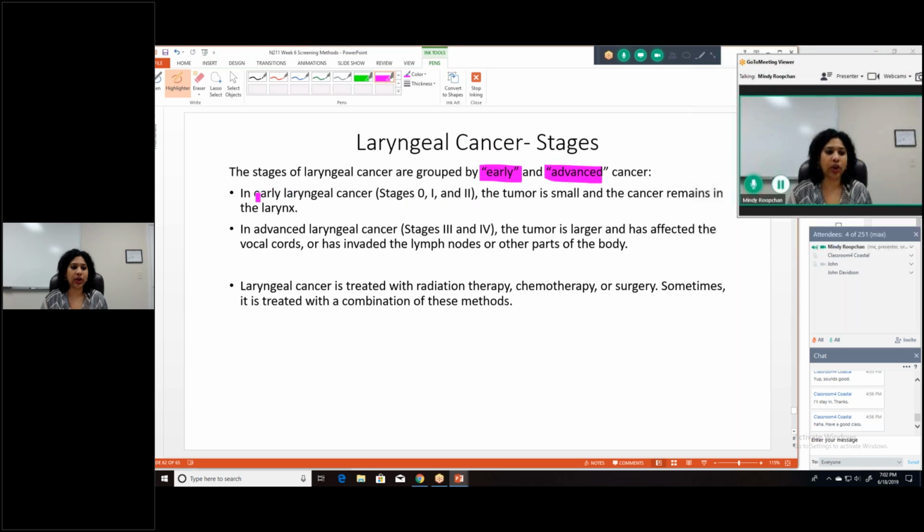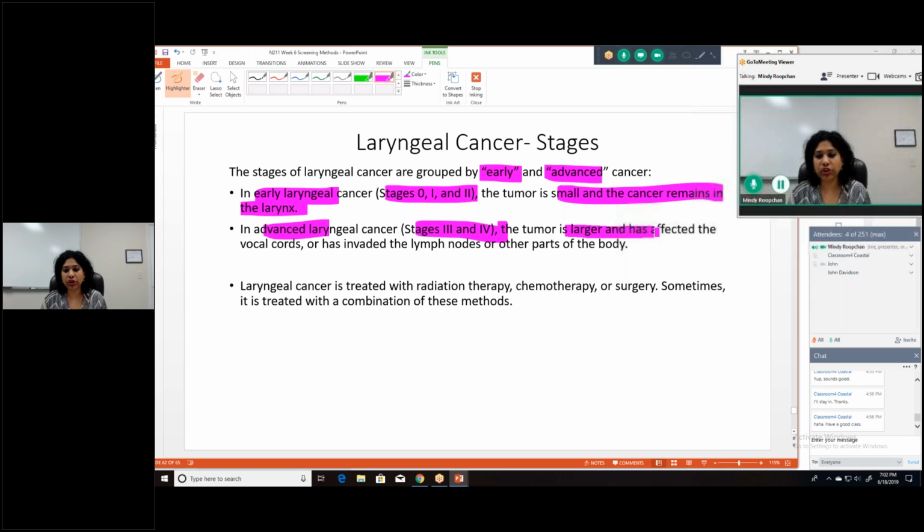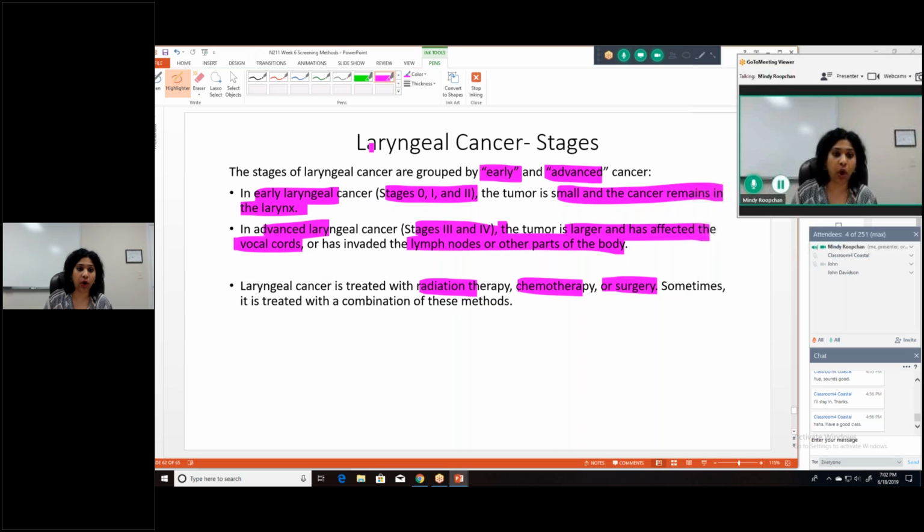Laryngeal cancers are grouped by early and advanced cancer. In early laryngeal cancer, stages 0, 1, and 2, the tumor is small, and the cancer remains in the larynx. For advanced stages 3 and 4, it's larger and it has now affected the vocal cords or even invaded the lymph nodes and other parts of the body. So laryngeal cancer, you treat that with radiation, chemo, surgery, sometimes a combination of all of those, okay?